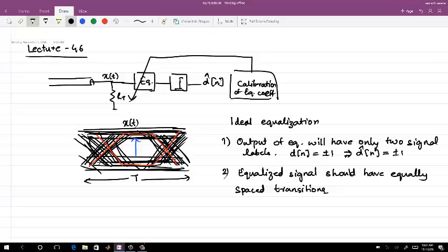Can everyone relate to these two statements, that the transmit signal was plus minus 1 in amplitude and all the transitions were always at a bit period? Whereas what you received, something in the black, where all the transitions are changing depending on the data pattern. So this is not something which I want. And the other thing is all the amplitude should always be plus minus 1.